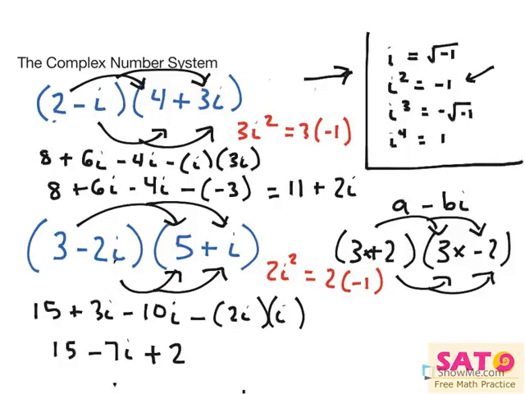Be careful with your negatives and positives. Those are the most common reason why people make mistakes on these. So the final answer would be 17 minus 7i.